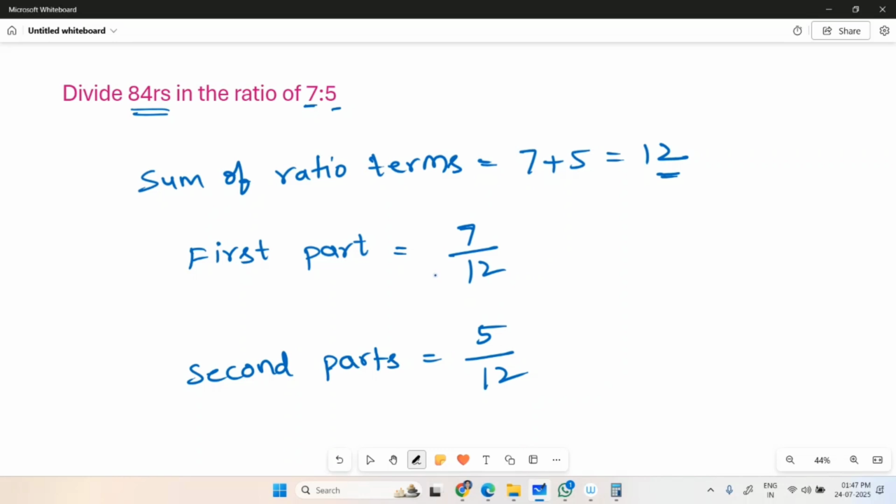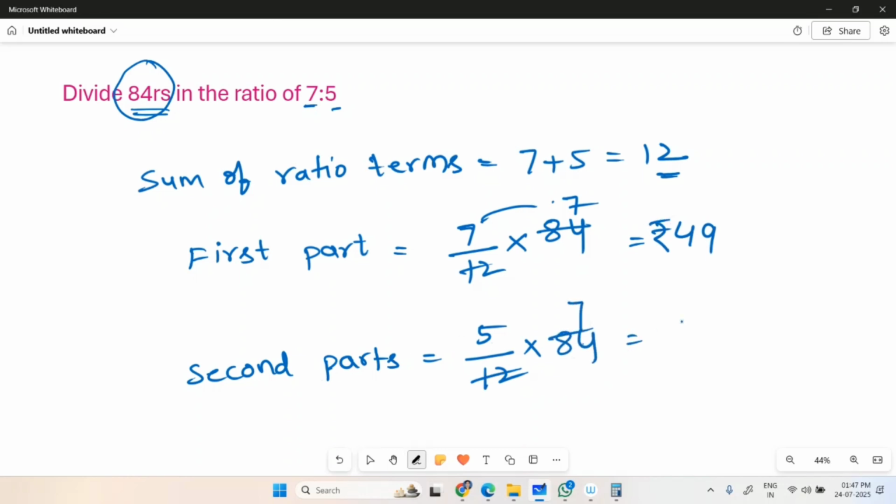And how much are they sharing? They are sharing 84 rupees, right? So let's multiply by 84. So 7 over 12 times 84. 12 times 7 is 84, 7 times 7 is 49. So the first person is taking 49 rupees, the second person is taking 35 rupees.